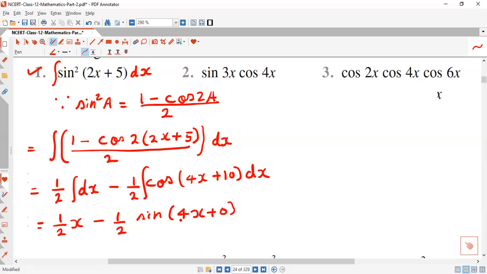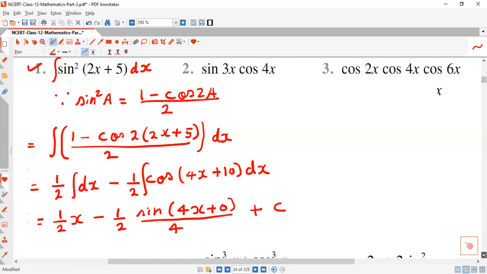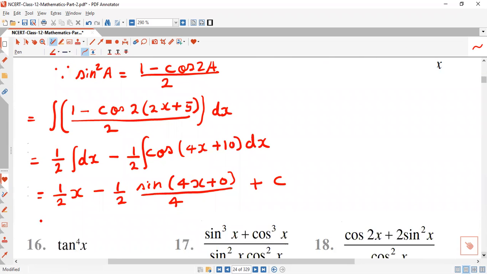In this, 4 is the coefficient of x, so we divide this integration by 4, plus some constant c. If you simplify, you may write the answer in a better way: it will be equal to half x minus, 2 into 4 is 8, 1 by 8 sine(4x plus 10) plus some constant c. This is the answer of question number 1.